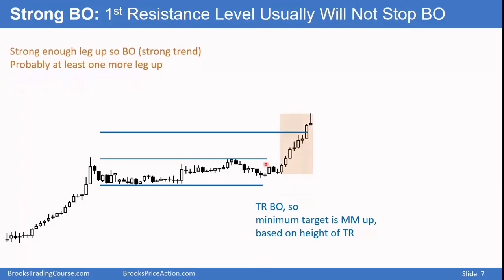Here, the breakout of the trading range was strong. We had maybe an 8-bar bull microchannel with no bear bars, maybe a small bear bar. Probably we'll get more up. In other words, at least one more leg up. Also, we went above the measured move target by quite a bit. So the market is ignoring that resistance level, and that means it'll probably try to reach another resistance level.